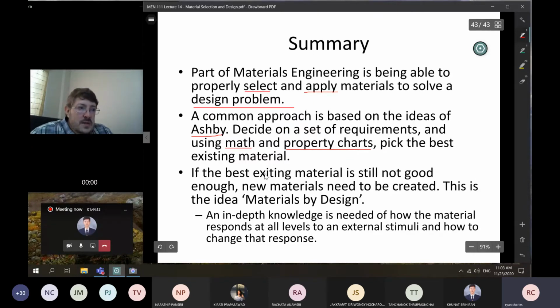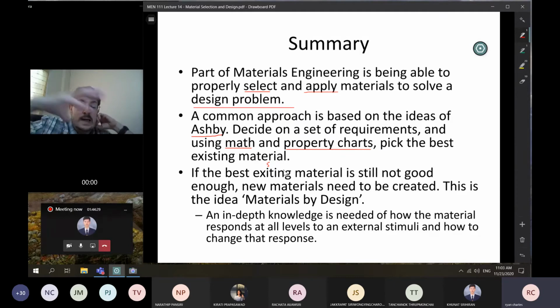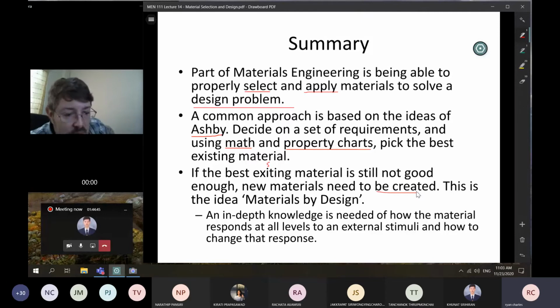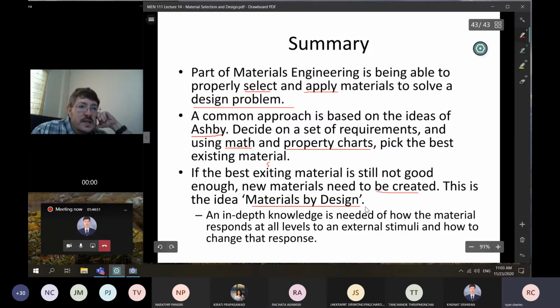If the best, it should be existing, not exiting, existing material is still not good enough, right? You have some entirely new design concept, or you have some very dynamic application like aerospace or armor. New materials can still be created. We haven't discovered all the materials there are. Right? We can make new ones all the time, and composites explodes that front. Right? So this is the idea of materials by design.